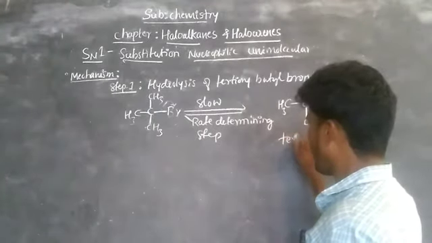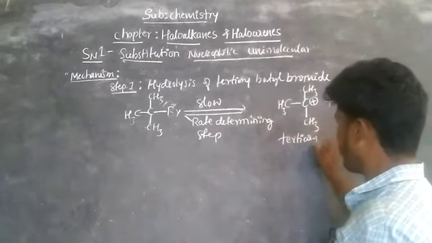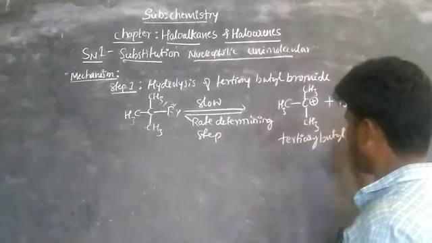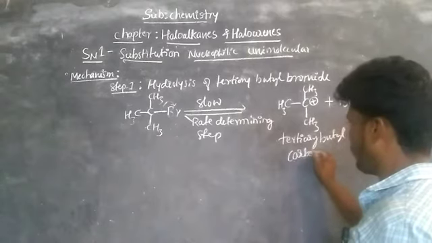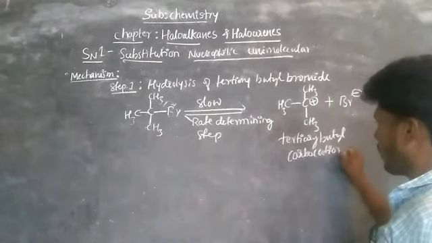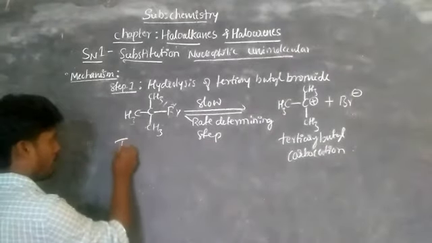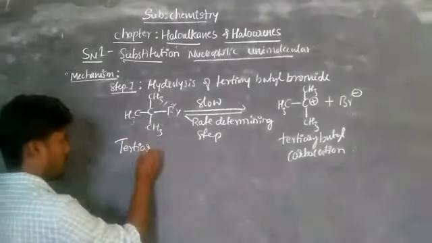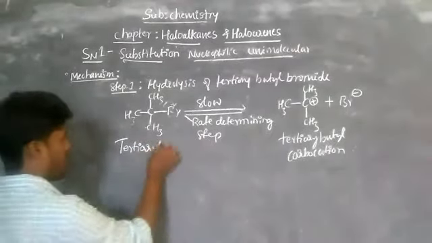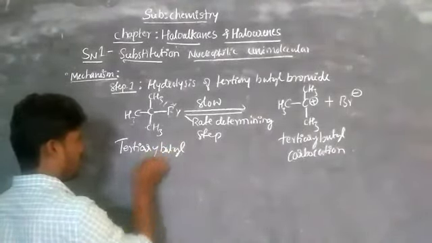Its name is what? Tertiary butyl carbocation. And this is bromide anion. Here we are taking tertiary butyl bromide.